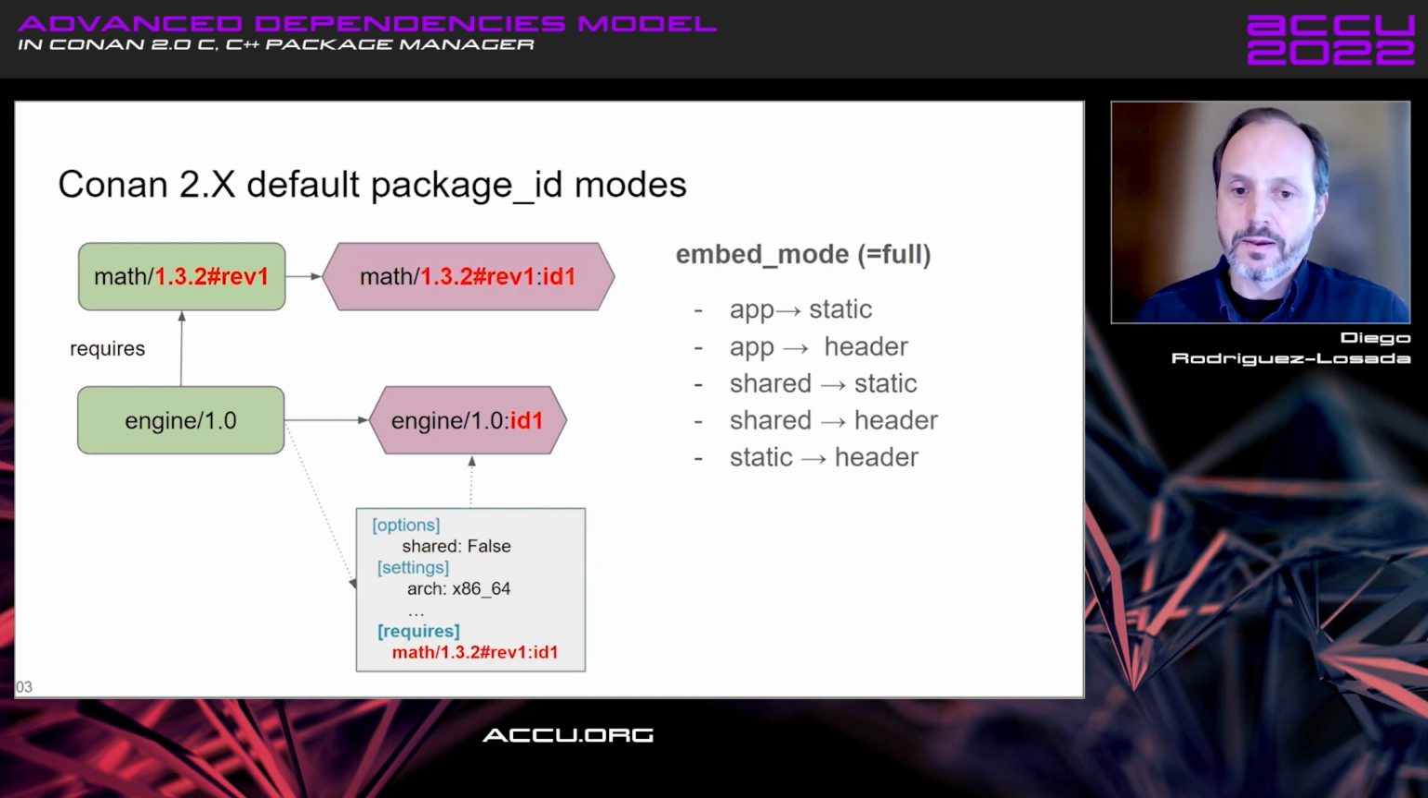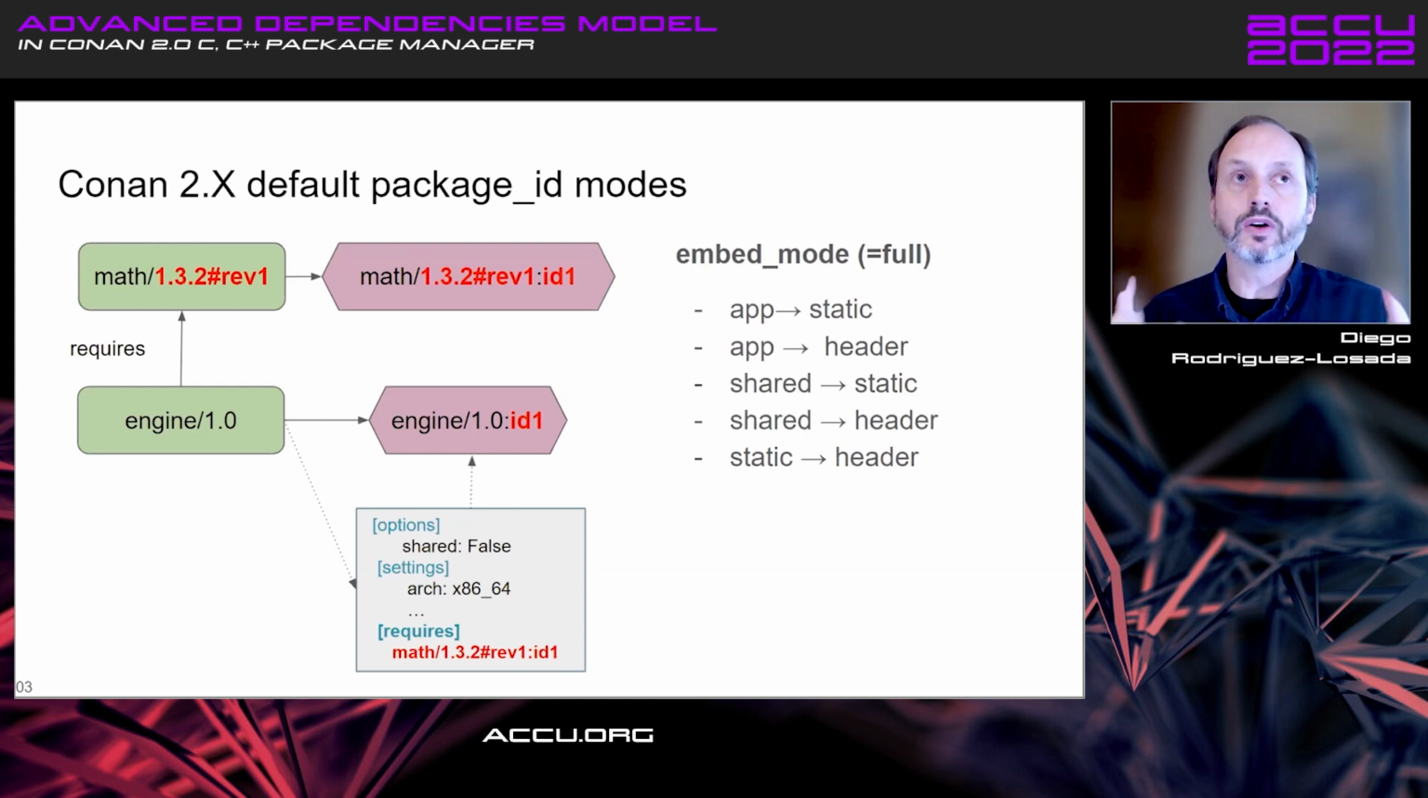And the other mode is the embed mode. For all the other cases, for example, an application linking a static library or a header library, or a shared library linking a static library or a header library, or a static library linking a header library, by default this is an embedding mode. The assembly of the dependency will be copied into the assembly of the consumer. In this case, we have gone full mode.